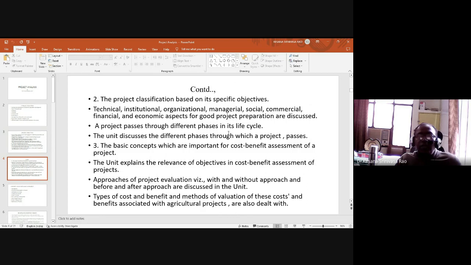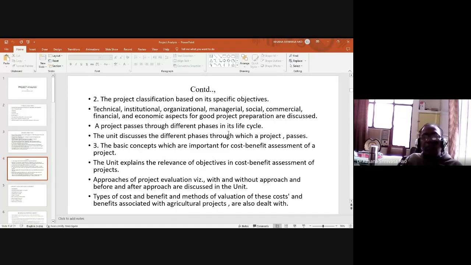Then the basic concepts which are important for cost benefit assessment of a project. The third dimension which we are going to discuss, after classification of the projects based on the specific objectives, is what concepts are important for cost and benefit assessment of a project. Okay, every project we start to achieve some type of benefit or the other, and what type of costs are incurred or involved in that process. These types of costs and benefits existing in the project formulation can be assessed in each and every project.